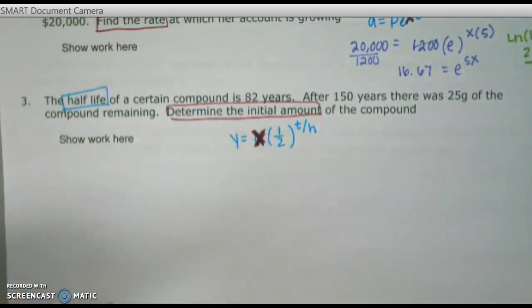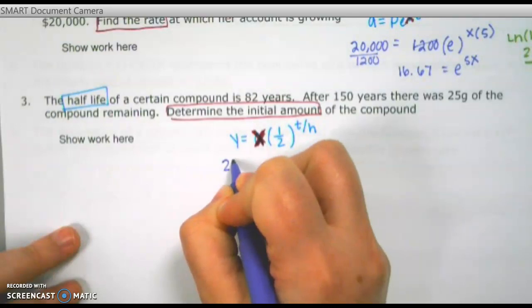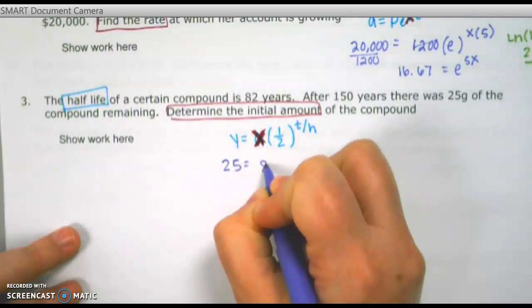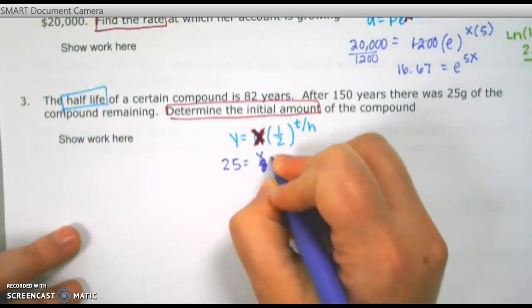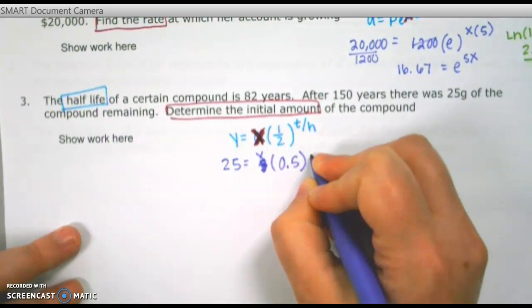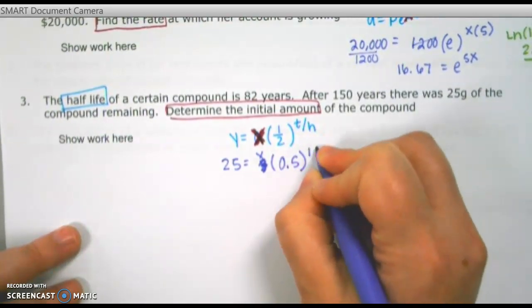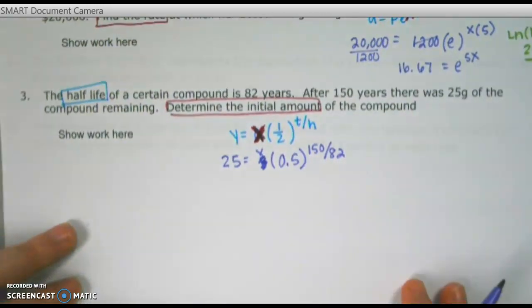They said there was 25 grams remaining. I'm solving for the initial amount. I know half-life, so that needs to be 1/2. And after, it's been 150 years, so 150 divided by 82.